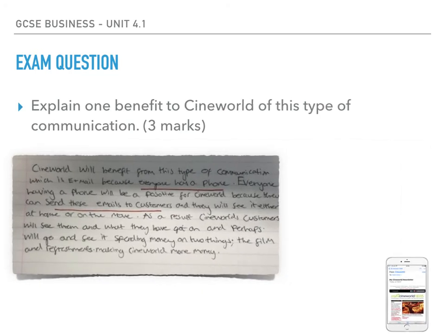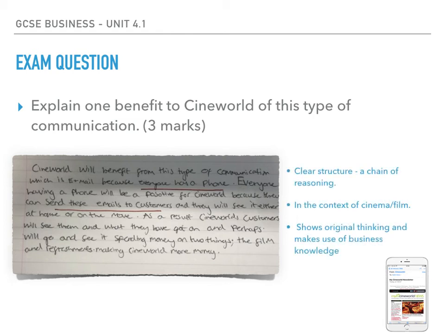So what has this student done? Well, they've provided a clear structure, a chain of reasoning. It is clearly in the context of cinema and film. And it also shows original thinking and makes use of business knowledge. It's a good response. It's worth 3 marks.